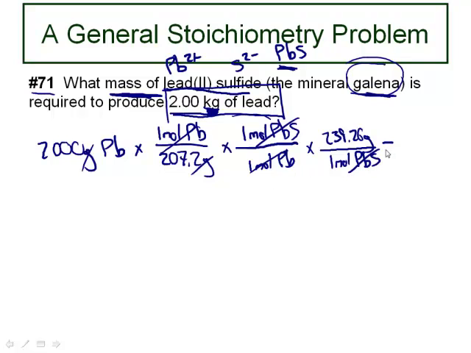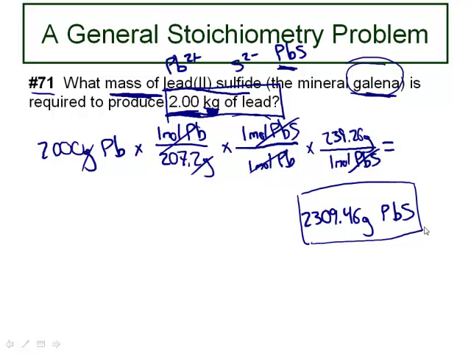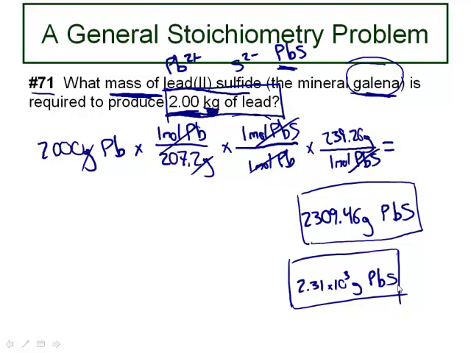Okay. If we go through now, guys, and do the math by dimensional analysis, I'm going to find that in order to get 2 kilograms of lead out, I would require at least 2,309.46 grams of lead sulfide. That would be my answer. But of course, when we talk about significant figures, you're going to learn that we wouldn't actually carry through that many numbers. We would probably round this to 2.31 times 10 to the 3rd power grams of lead sulfide would be required. But more on that in another podcast.